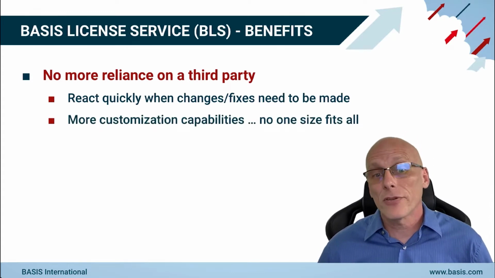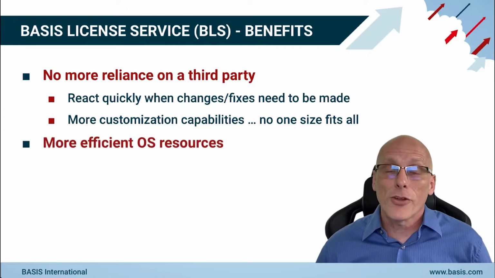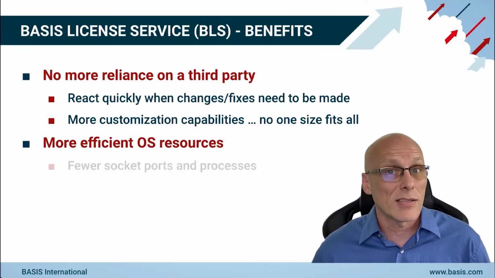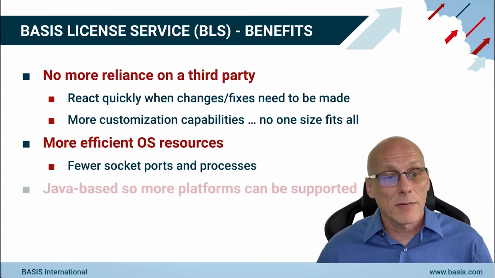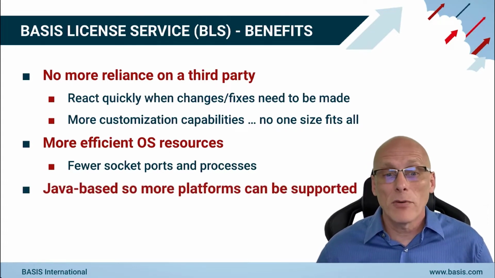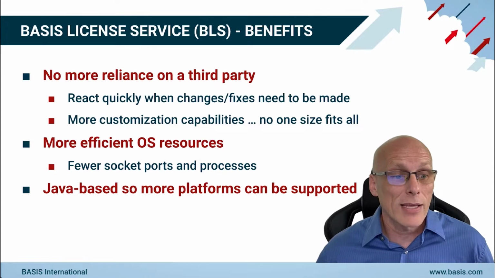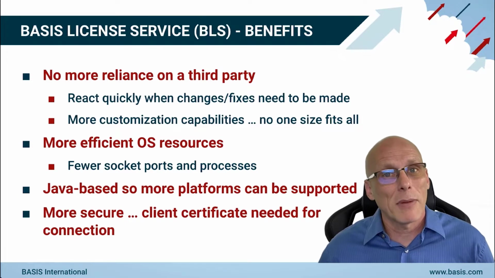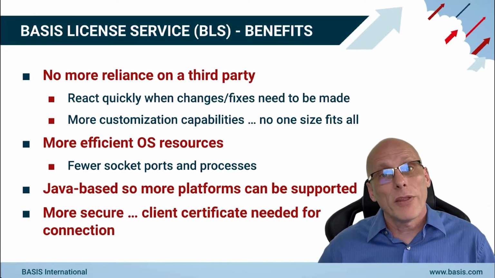Also, there's more customization capability, no one-size-fits-all approach any longer. Also, you'll find that it's more efficient when it comes to the utilization of operating system resources, and so this is nice as well. You'll find that fewer socket ports are needed, as well as fewer processes. And the BLS is entirely Java-based, so more platforms can be supported now, as well as in the future, should the need arise. And it's also much more secure. As I pointed out a minute ago when I talked about the certificate.bls file, all clients must have that certificate available in order to establish a connection with the license server.